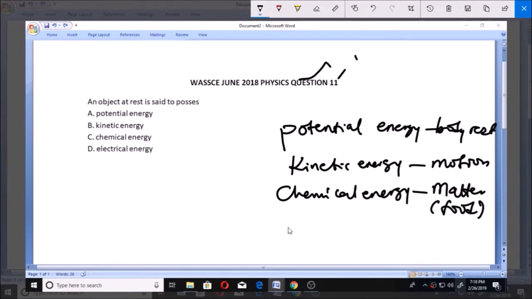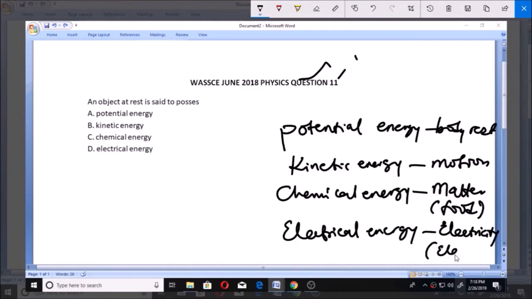That's chemical energy. Then we know about electrical energy, the very refined energy that you can use in your house and everywhere. It's very, very refined. It can easily be transported. This is energy due to electricity and flow of electrons. So those are the various forms of energy.